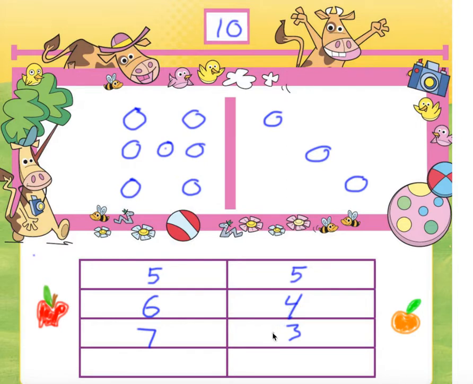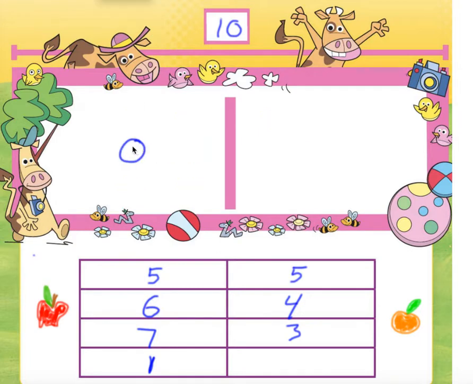But you know what? What if I really like oranges and I don't want that many apples? Well, what if I just want 1 apple? How many oranges would I be allowed to eat? Let's find out. Let me adjust my paper again. Okay, so I have 1 apple on this side. Let's find out how many oranges I could eat if I am still at 10 pieces of fruit and I only decide to have 1 apple. Let's count on from 1.